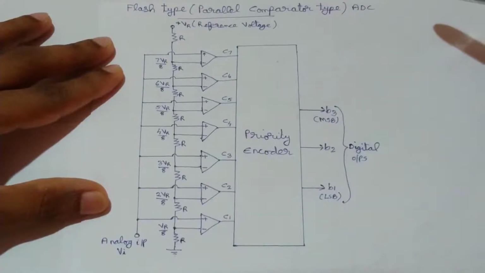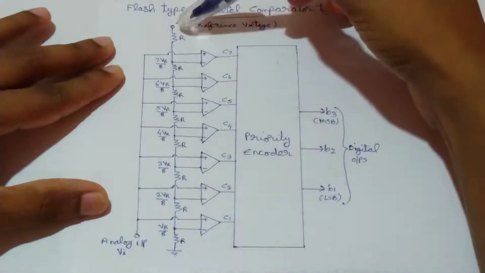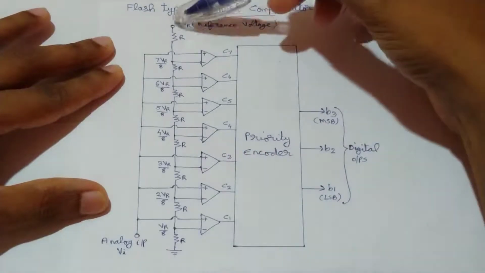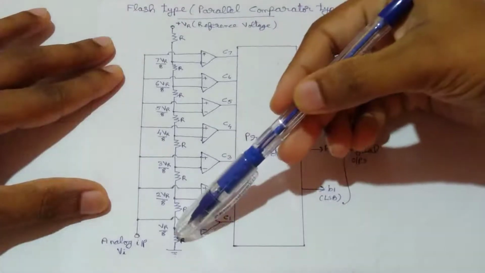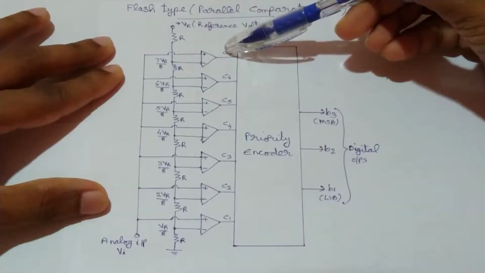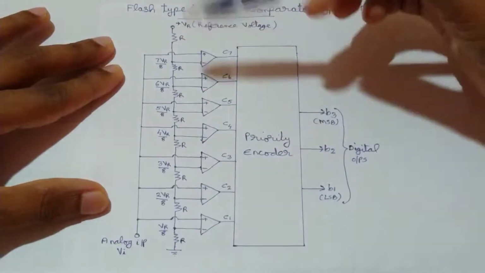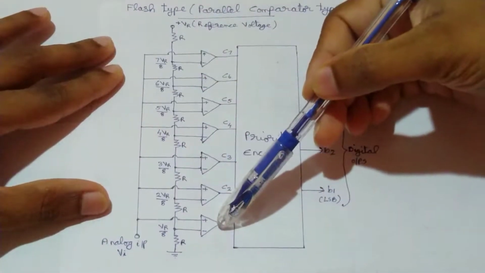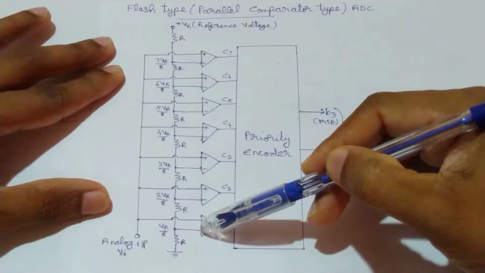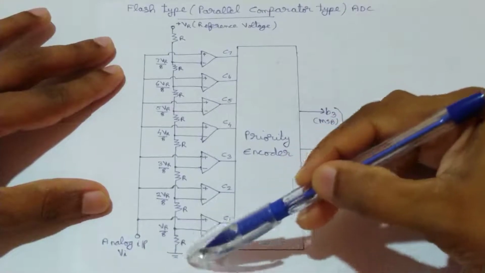So before proceeding, let's look at how these reference voltages are obtained. So consider this resistive network. Here we can see a plus VR voltage is applied at this point, and here we are using a total of 8 resistors. We have a total of 7 comparators, so we are using 8 resistors here. Then consider this first comparator. To the inverting terminal the reference voltage is applied, and this voltage is actually the voltage across this resistance R.